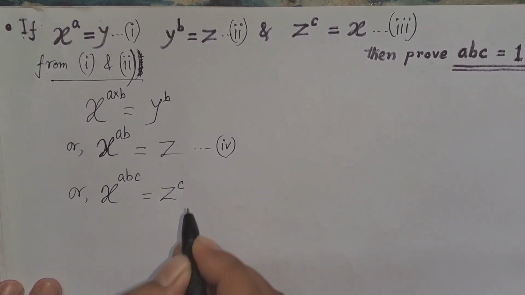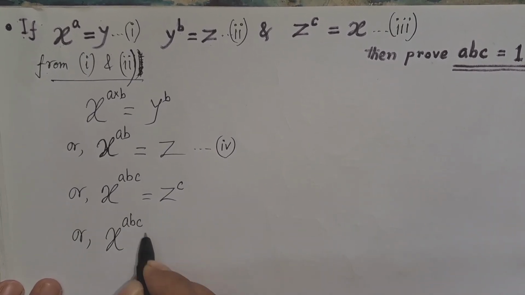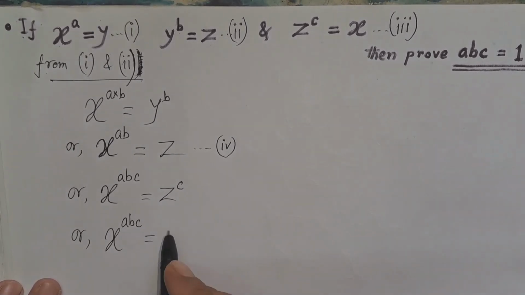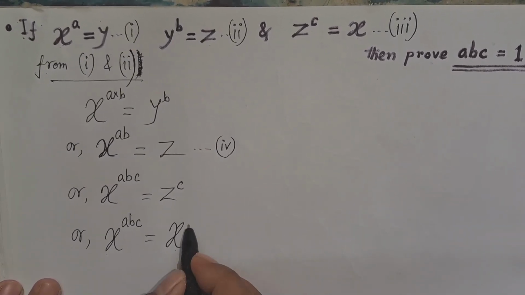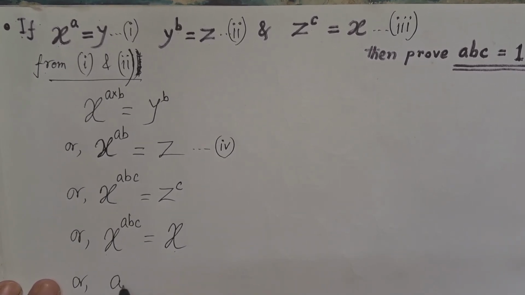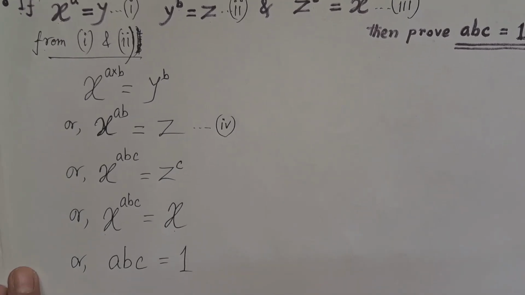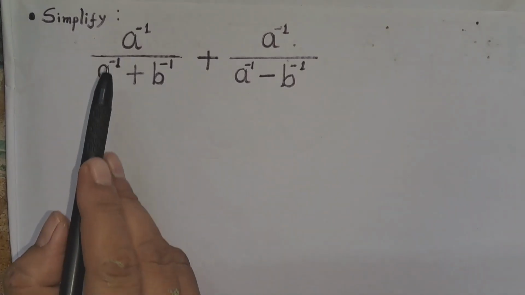Now x to the power abc. x to the power c means z. z to the power c is x, so z to the power c equals x to the power abc. So z to the power c is also given as x. Now we could write x to the power abc is equal to x as given in number 3. So the bases are the same, so we could write abc equals 1, because x to the power x means the power is 1. So abc equals 1, that is proved.